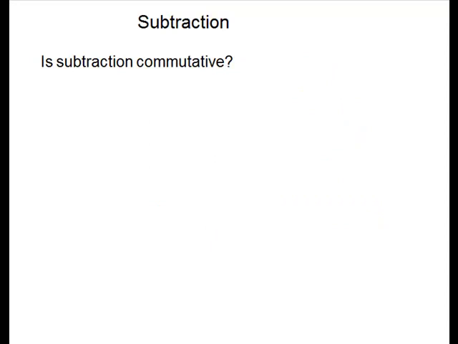The next operation we'll look at is subtraction. And first let's think about commutative and associative properties. Is subtraction commutative? Does it matter which way I write 5 minus 3 or 3 minus 5? It does matter. 5 minus 3 is 2, but if we have 3 and we try to take away 5, we're going in the hole. This gives us -2. We haven't dealt with negative numbers yet, but I think you would understand that one. So these are not the same.